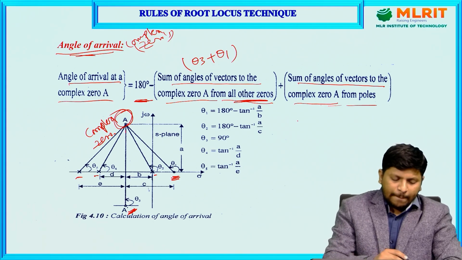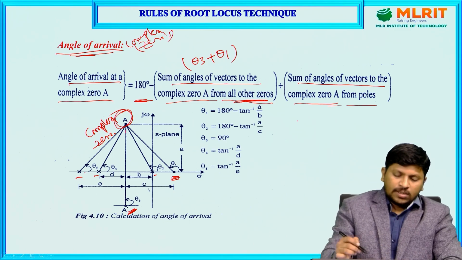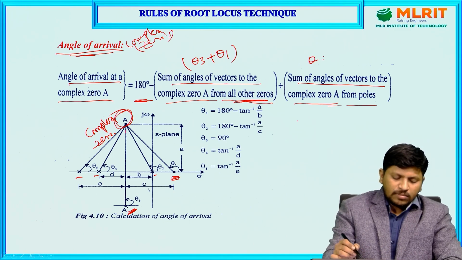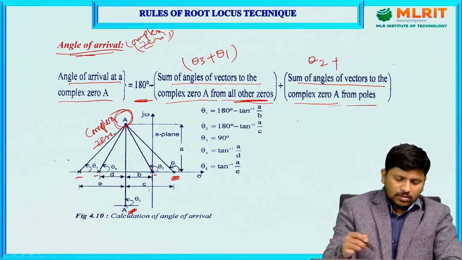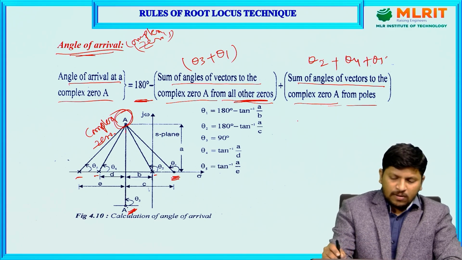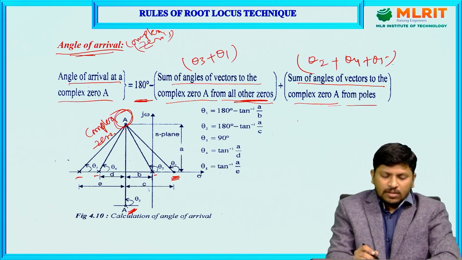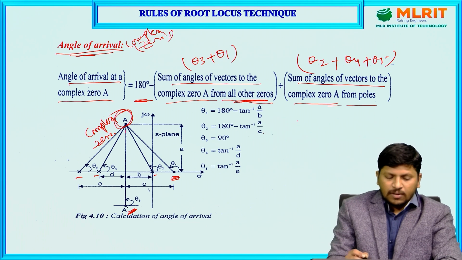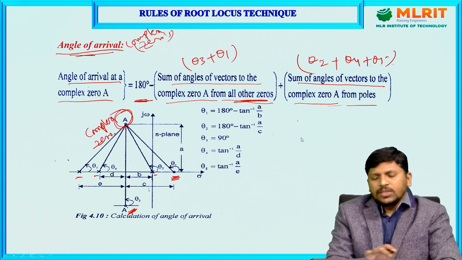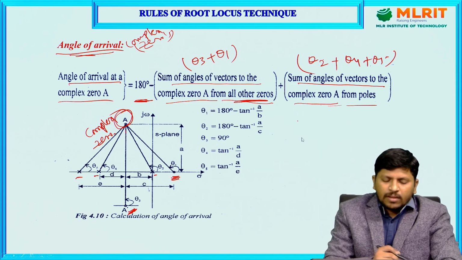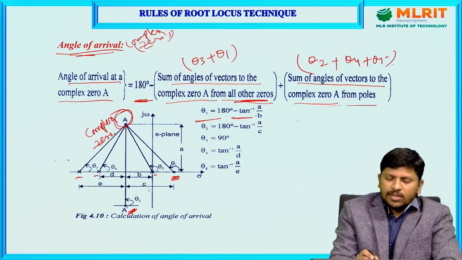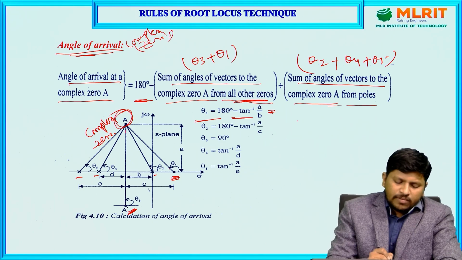Next, from the complex zero to the remaining poles: theta 2, theta 4, theta 5. Same thing, we are going to use a protractor, or else use the formula: theta 1 is 180 degrees minus tan inverse of imaginary part by real part. We need only this part, from here to here.